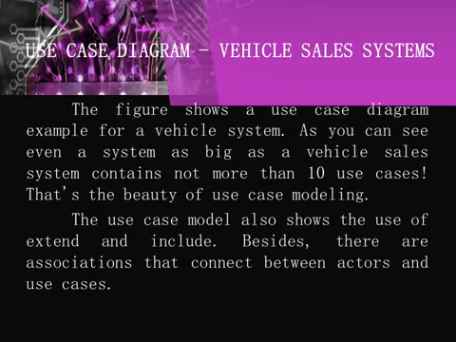An example of a use case diagram is a vehicle sales system. The figure shows a use case diagram example for a vehicle system. As you can see, even a system as big as a vehicle sales system contains not more than 10 use cases. That's the beauty of use case modeling. The use case model also shows the use of extend and include. Besides, there are associations that connect between actors and use cases.